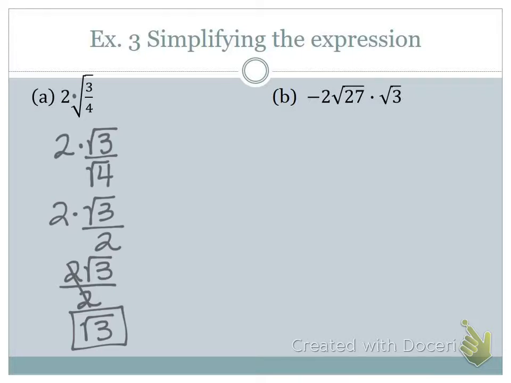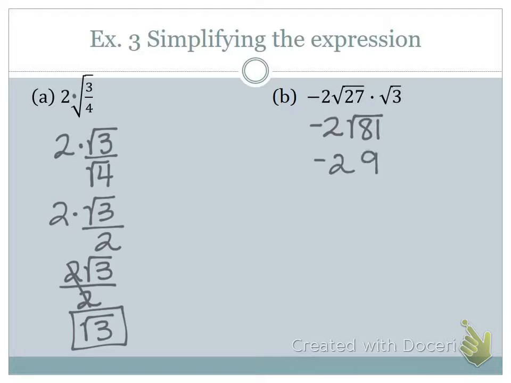Very good. 27 and 3 are both underneath the radical. So we bring down our negative 2 and we can multiply the square root of 27 times the square root of 3. And what does that give you? 81. Now again, it's always best to multiply radicals together first because sometimes they create perfect squares for you. So, Kaylee, what is the square root of 81?